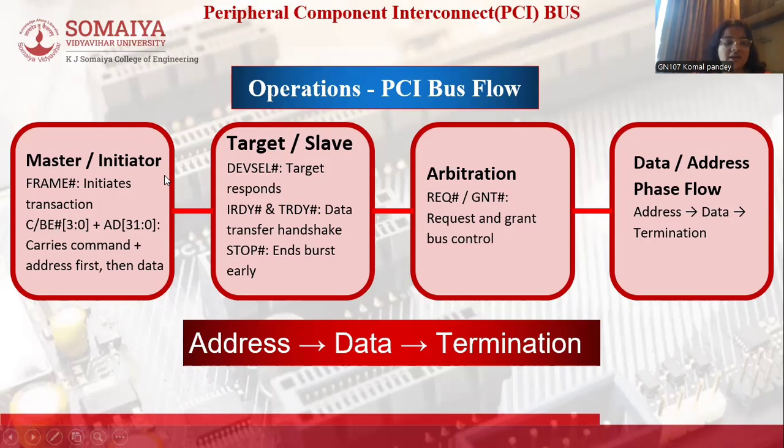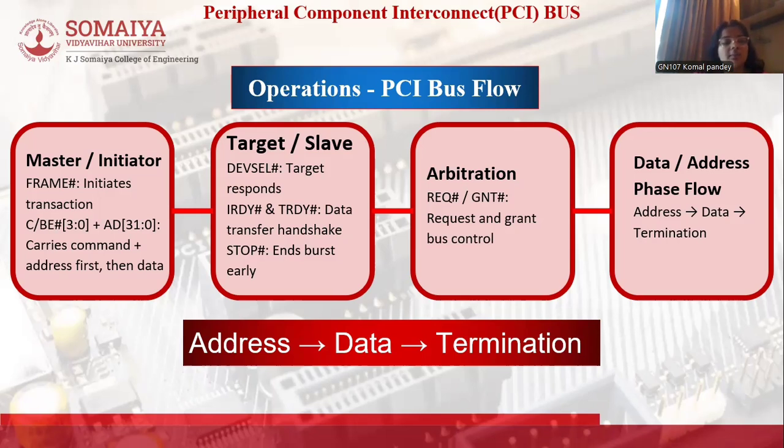The master indicates it's ready using initiator ready, that is IRDY, and the target responds with target ready, or TRDY. When both of them are ready, one piece of data is successfully transferred. This process can repeat several times for burst transfers. And finally, the target sends the STOP signal to end the transaction.